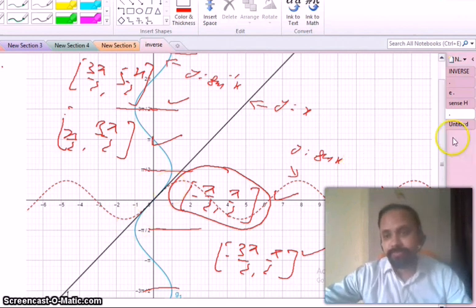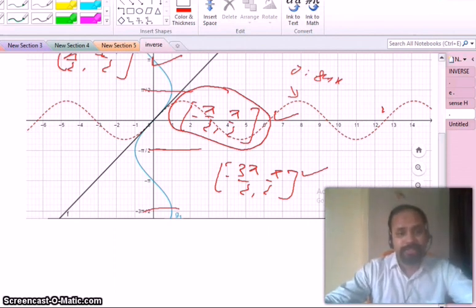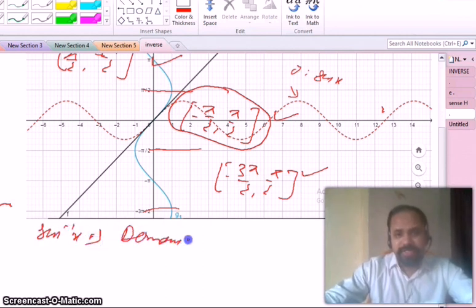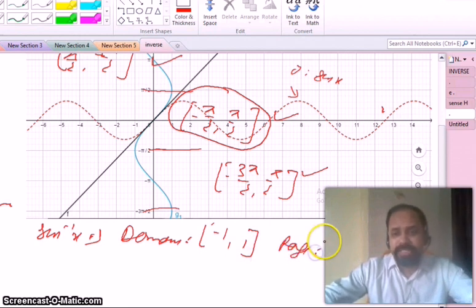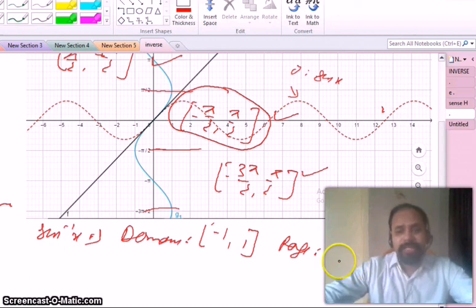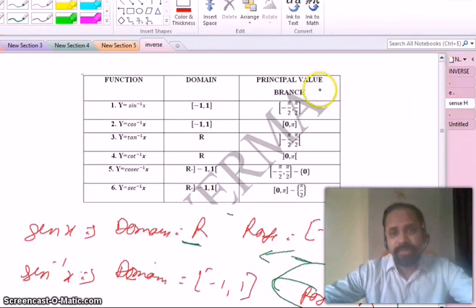That means if we have to write the domain and range of the inverse function sine inverse x, the domain is minus 1 to 1, since the value lies between 1 and minus 1, and for the range we always write the principal branch value, that is minus pi by 2 to pi by 2. This is the domain and range of sine inverse x.